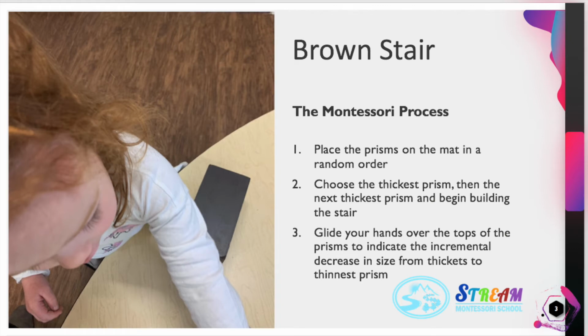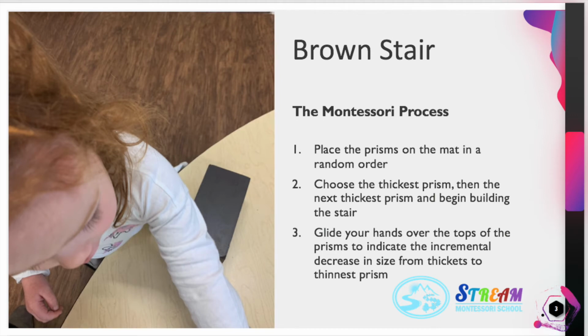The term muscle memory refers to the capacity of the brain to anticipate the bodily position required to perform a certain task and to manipulate the muscles so they are able to perform the task with little or no trial and error. The process of this activity is to place the prisms on the mat in a random order.